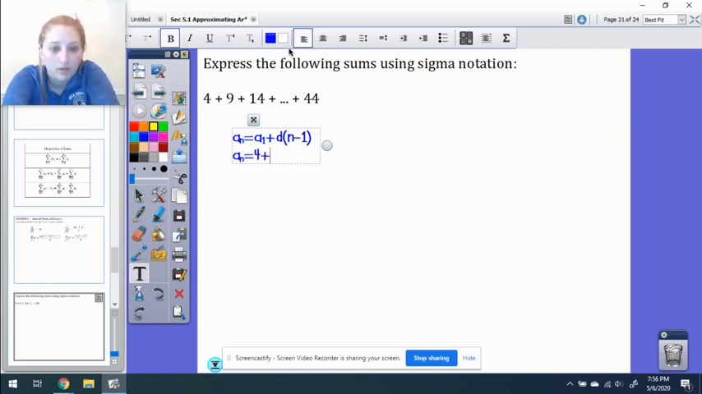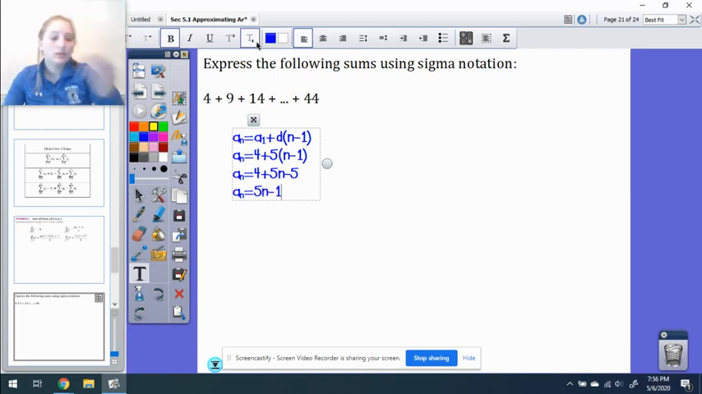Madison's camera. All right, common difference, 7, and then you're going to say n minus 1. Not 7, it's 5. Can't multitask. All right, so then we're going to get A sub n equals 4 plus 5 times n minus 1. And you're going to simplify that, so you're going to end up with A sub n equals 5n minus 1. Okay, so that's my generic equation.